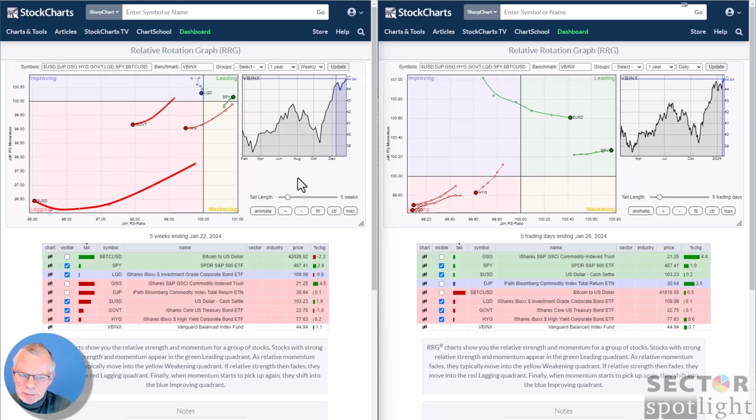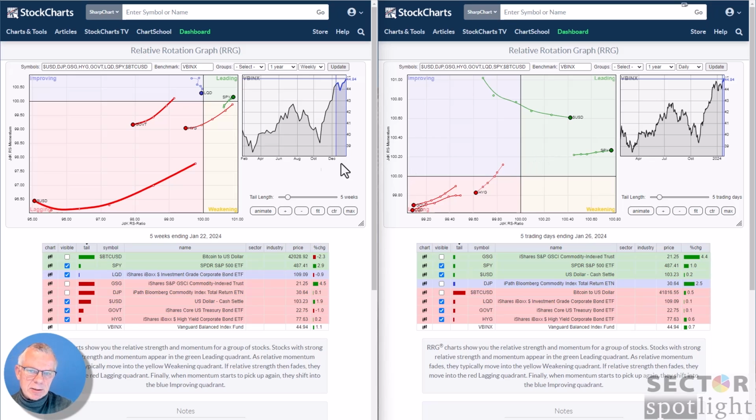The US dollar is quite interesting because it's picking up slightly on the weekly RRG, and we can see how the daily tail moved into leading. It's losing a bit of relative momentum, but it's still moving to the right on the RS ratio scale, so that's a positive. Together with SPY, and SPY is the interesting asset class here.